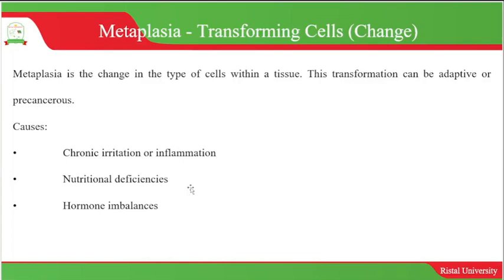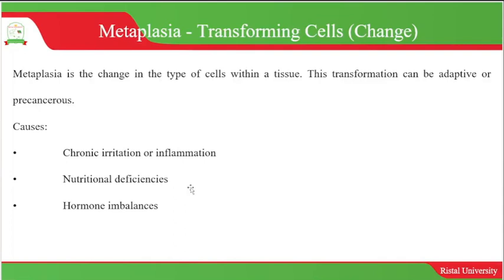And the causes of this could be chronic irritation or inflammation, nutritional deficiencies, or hormonal imbalances. So the cause of transformation of cells could be chronic irritation or inflammation. For example, wounds. If someone has a wound, and when that wound is trying to heal, when there is regeneration of epithelial tissues, or regeneration of cells, and again you come and damage or irritate it, they may end up growing or replacing those tissues with abnormal tissues.